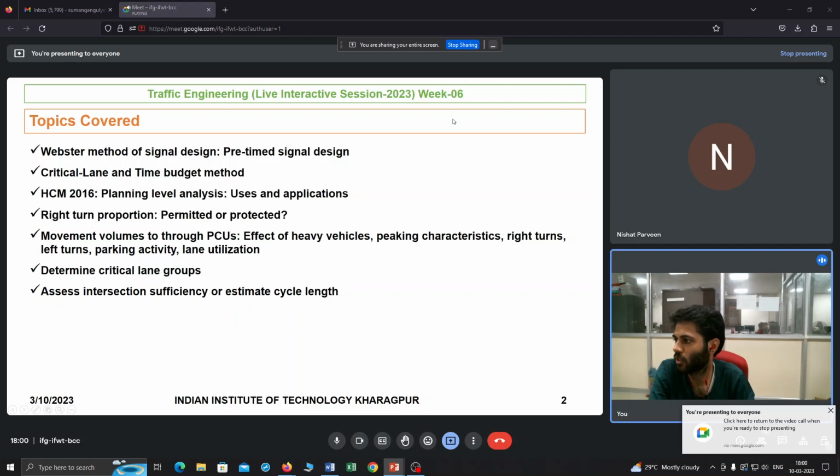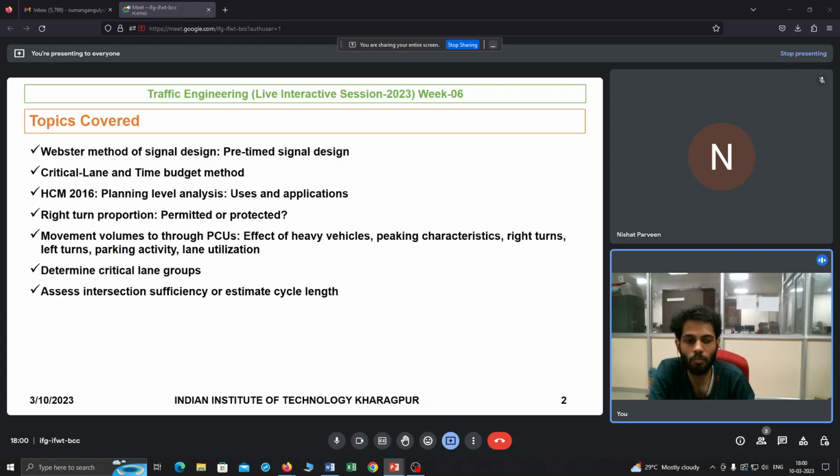So this week also we will do the same. We will first discuss some of the things which are already covered in this week 7 module, which is the pre-timed signal design procedure. First it will cover the basics of the Webster method, how to design a signal based on the Webster method. Then it will come to the critical lane and time budget method. Once this is done, we will come to the HCM 2016 planning level analysis for signal design, right? And then finally the operational level analysis.